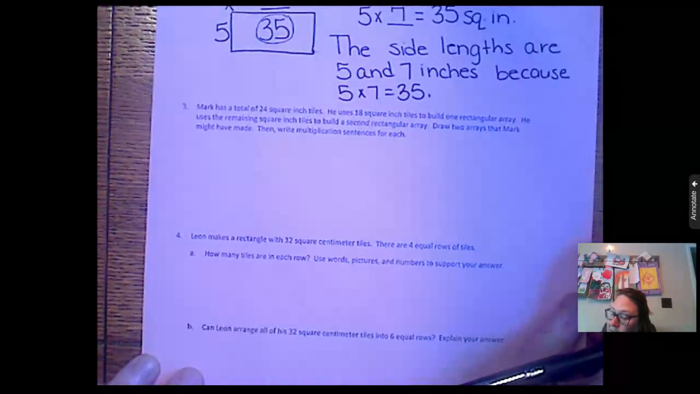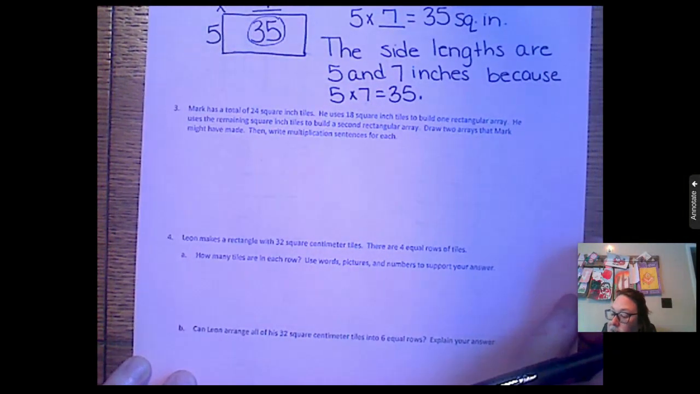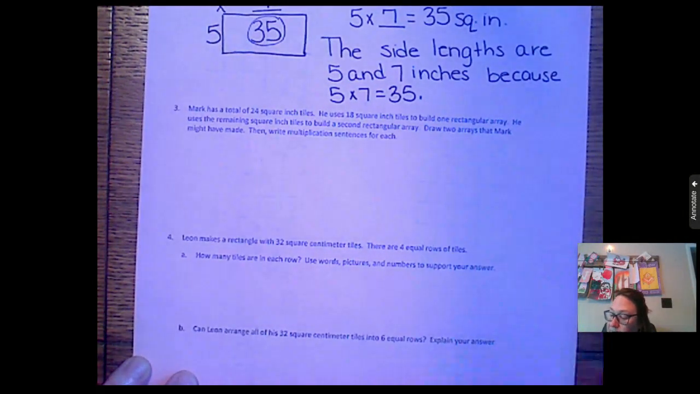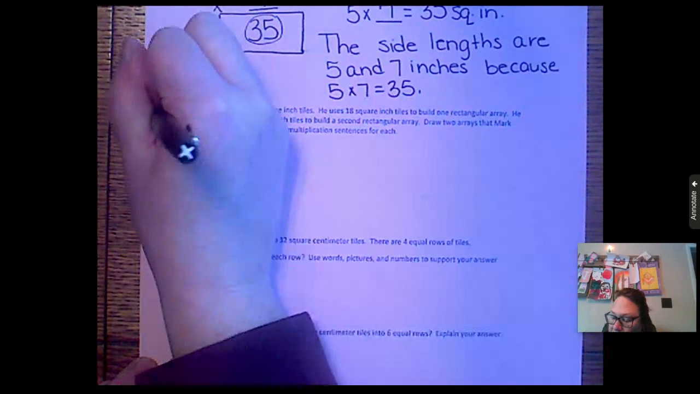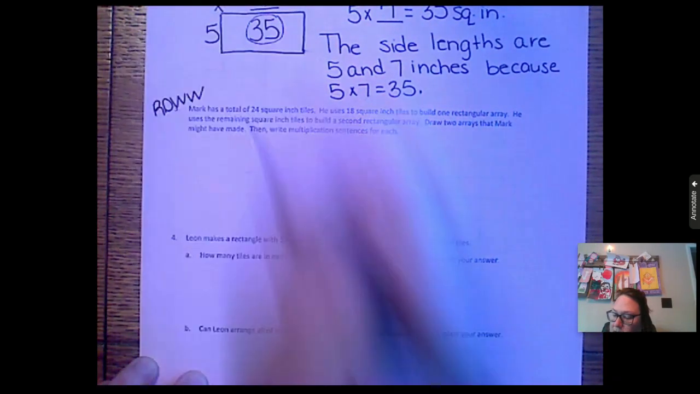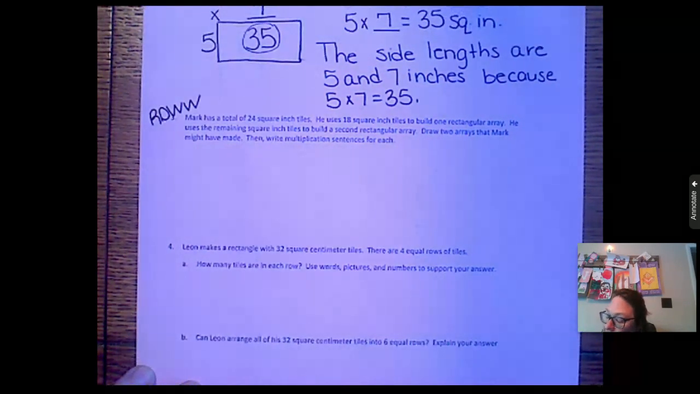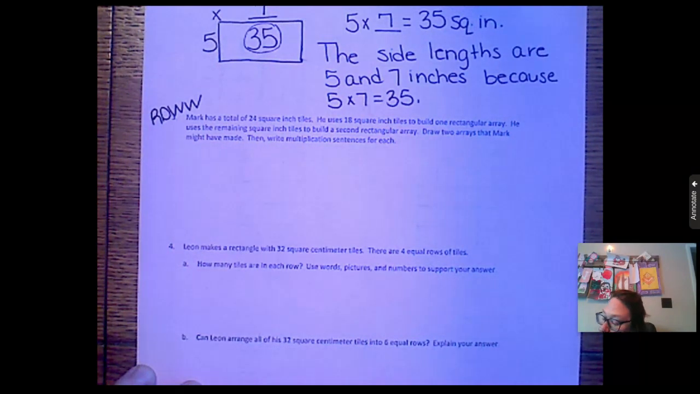Here we go. Mark has a total of 24 square inch tiles. This is already WW2, right? Let me just write that there so I don't forget again. Okay, it's a total of 24 square inch tiles. He uses 18 square inch tiles to build one rectangular array. He uses the remaining square inch tiles to build a second rectangular array. Draw 2 arrays that Mark might have made. Then write multiplication sentences for each.